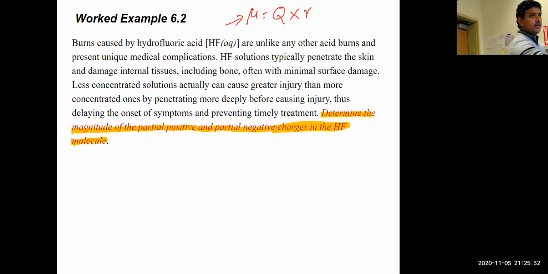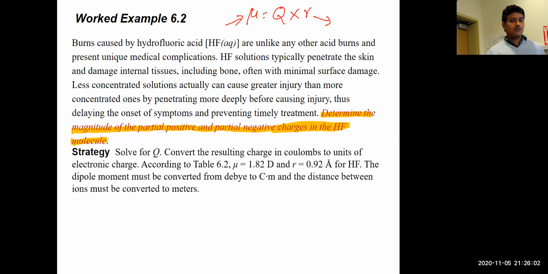Is it possible to get the distance between hydrogen and fluorine? It has to be a tabulated value, and you will get that value. Once you have both of those values, you can use the dipole moment and the distance between atoms to identify the partial charges present on hydrogen and fluorine. Okay, let's work on that. Here are the values we are going to use: the dipole moment and the distance between atoms. Using these two, we are going to identify the partial charges on hydrogen and fluorine.